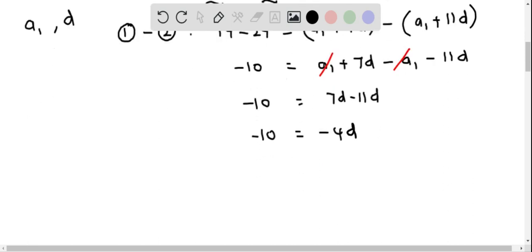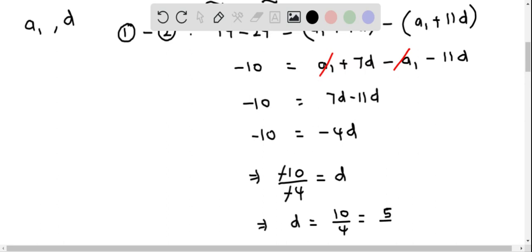So we can now solve for d by dividing both sides by negative 4. So we get negative 10 divided by negative 4, and this equals d. We can cancel these two negatives in the numerator as well as the denominator. So we can now write d equals 10 fourths, or we can reduce this to a simple fraction, which equals 5 over 2, and in terms of decimals, we can write this as 2.5. That is, we solve for d as 2.5.